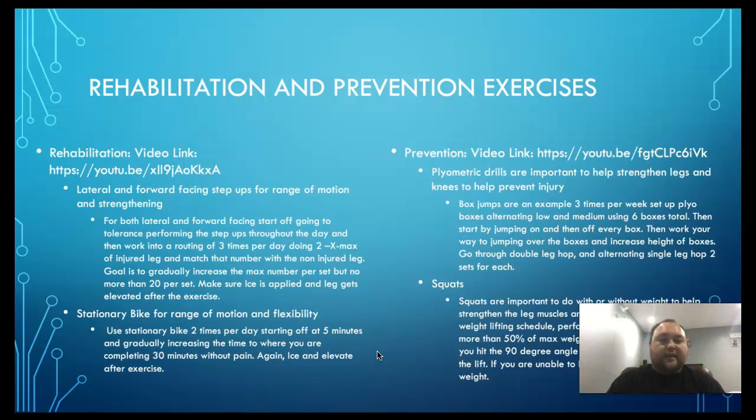You want to do 3 sets of 10, making sure when you go down you're hitting that 90-degree mark. You want to maintain control over the lift. If you are unable to keep control of that lift, then you need to lighten up the weight.